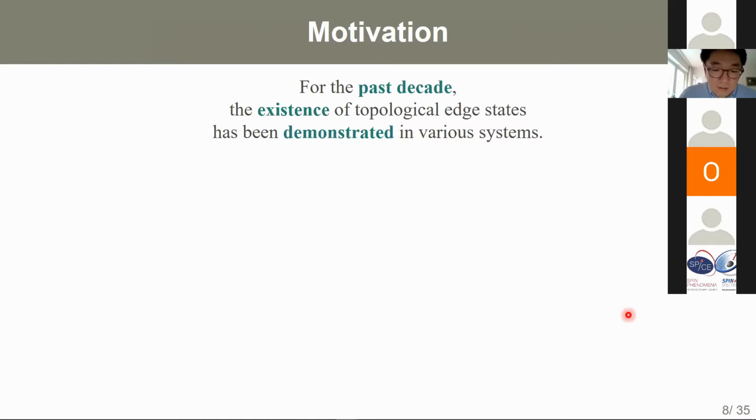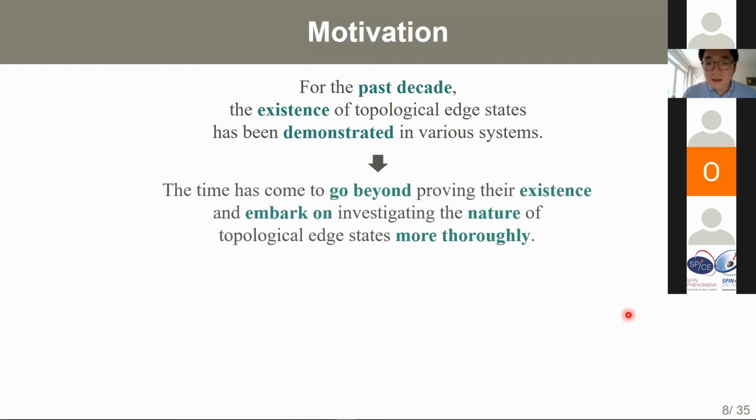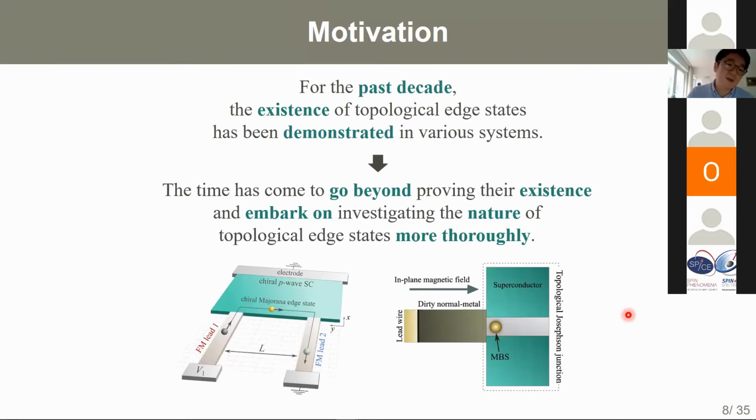So by summarizing my talk above, we can say that for the first case, much effort has been devoted to detecting the topological edge states. And now we have many experimental evidences for topological edge states in various systems. So this is just my opinion, but I suppose that now is the time to go beyond proving their existence. Now we can embark on investigating the nature of topological edge states more deeply. And based on this motivation, we have done two specific works.